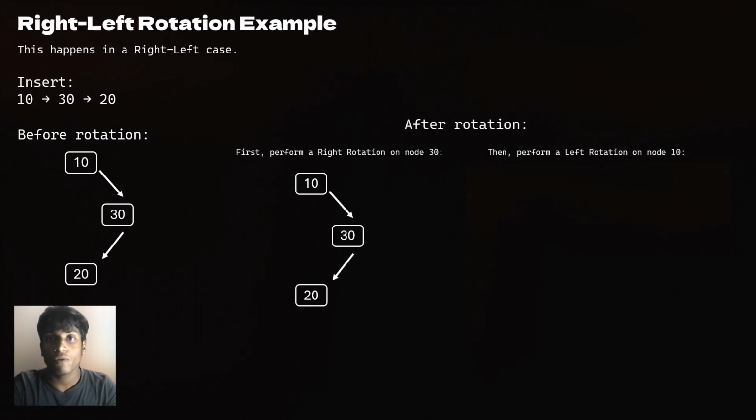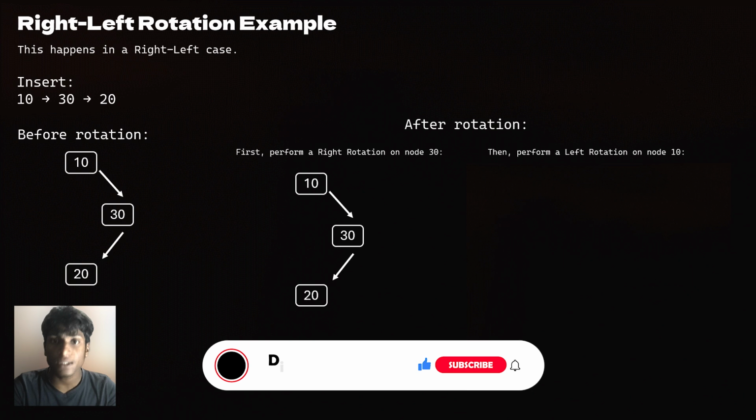Now let's look at how we fix this right-left case. Before rotation, the tree looks like this. 10 is the root node and 30 is on the right side of 10 and 20 is on the left side of 30. So this creates a zigzag shape, which is called a right-left imbalance.